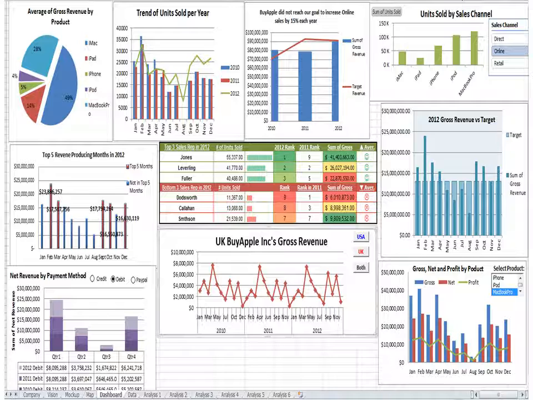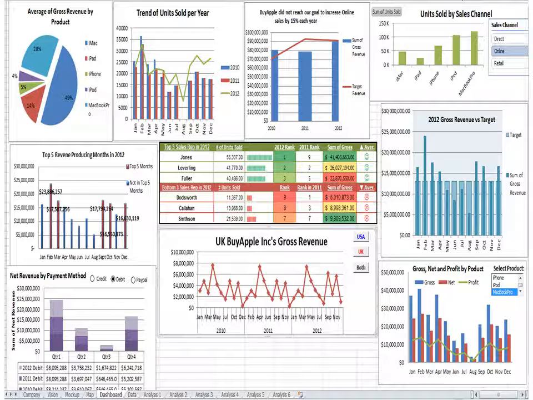Also, I wanted to talk about some of the other graphs on here. We have the 2012 gross revenue versus target, which is all the way to the right in the middle. This shows us the target that was set for each month and whether we succeeded it or went below it. You can see in May, June, July, and August we were below it, but for the rest of the year we were either right at it or above it, which is pretty good. We met our goal there for the 8% increase.